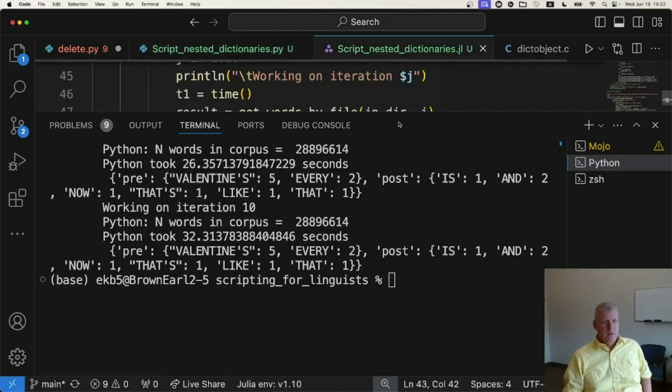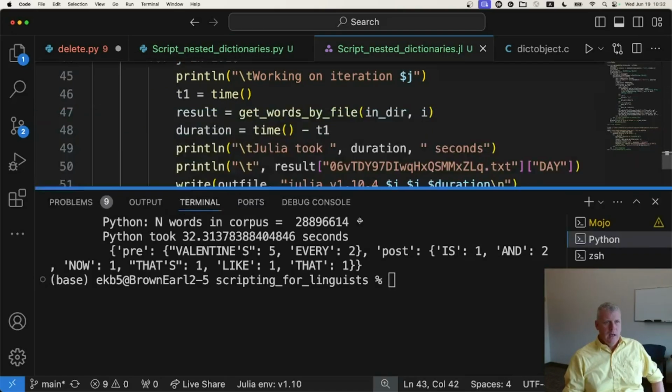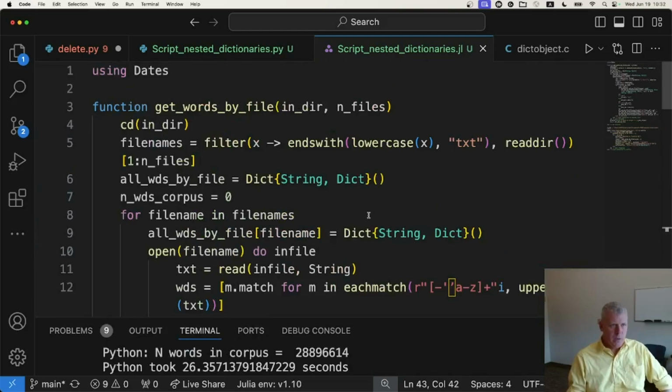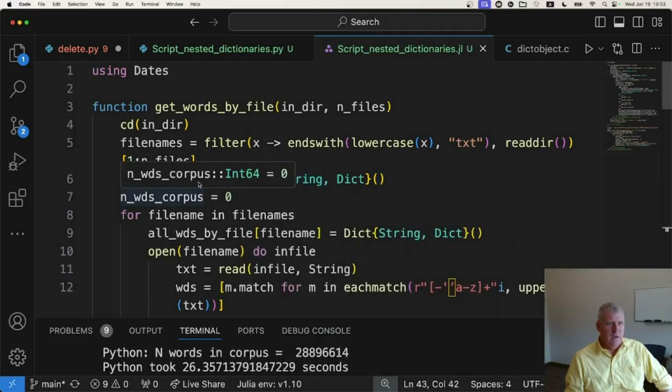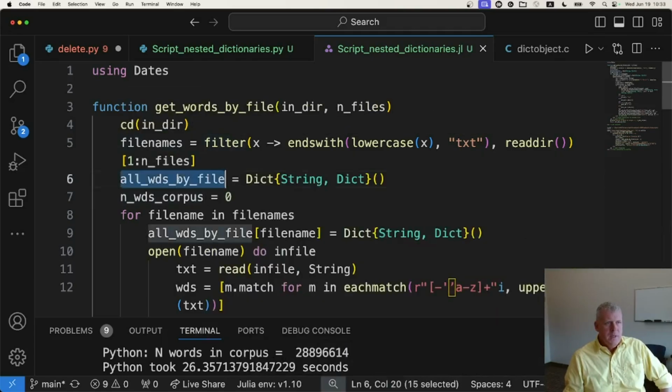So I translated this script into Julia. Let's take a look at that now. Here's my Julia script. I tried my best to do a direct translation from my Python script to Julia. Same idea: I create this empty dictionary on line 6. That is the top level dictionary.